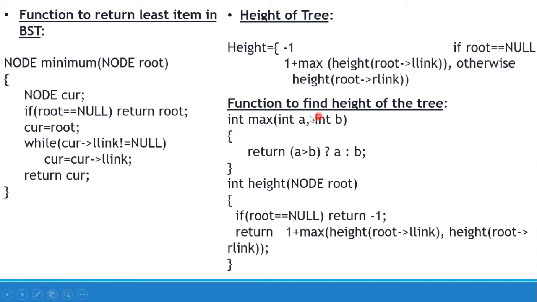The int max function is written to find the maximum of A or B. So that max function gives the maximum value, and that will help us to find the height of the tree.